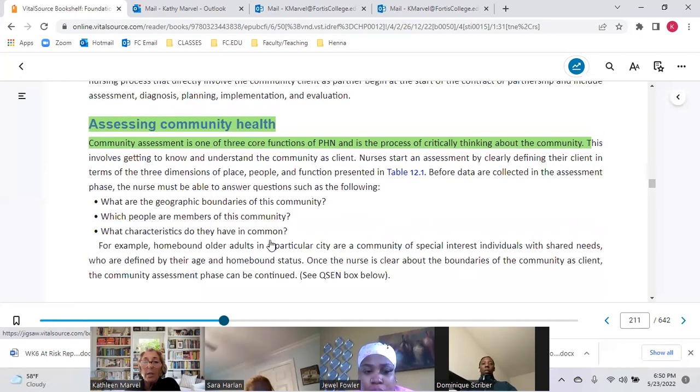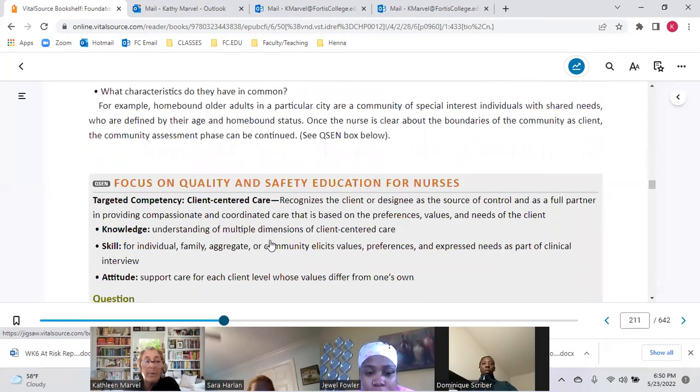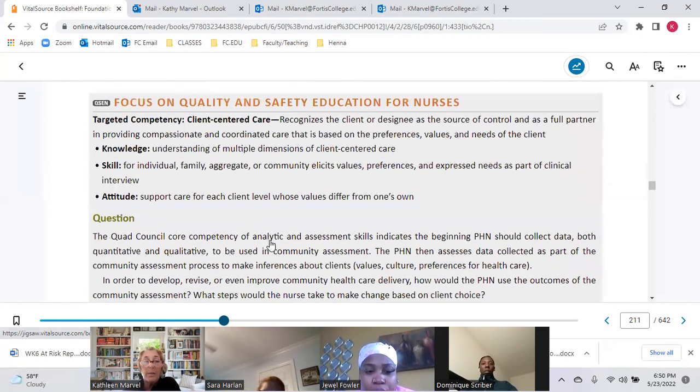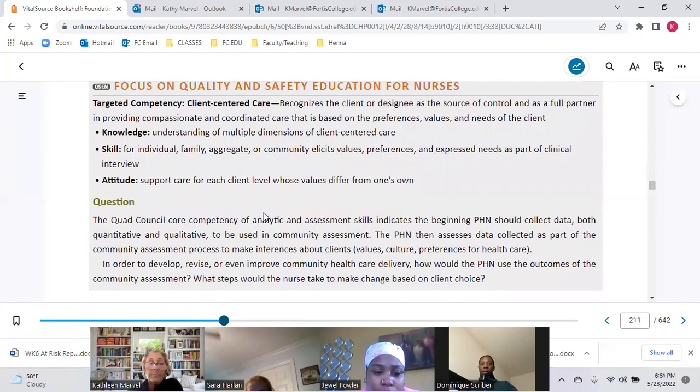So we've already talked about this, but community assessment is one of the core functions of public health nursing, right? Community assessment is one of the three core functions of how we critically think about the community. Your QSEN box here, your targeted competency is your client-centered care, right? So have a look at that. Okay, it talks about community assessment.